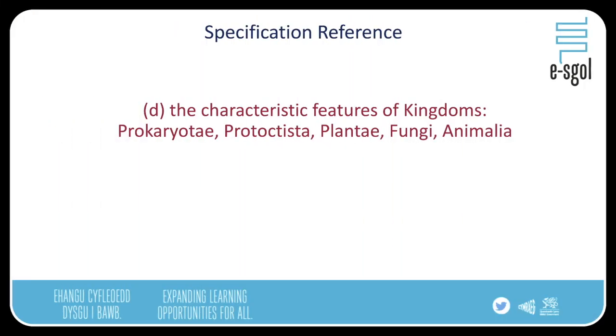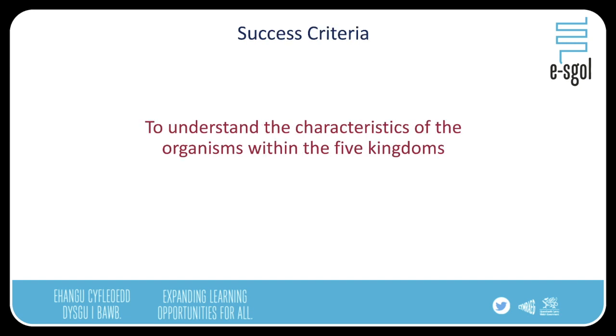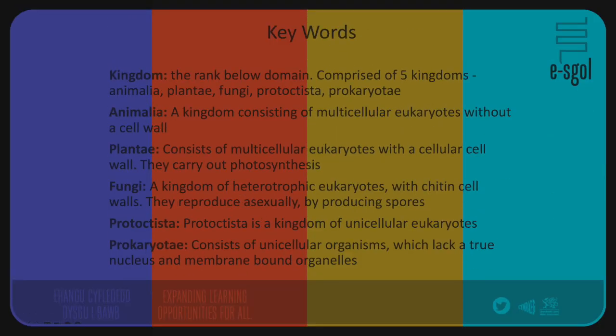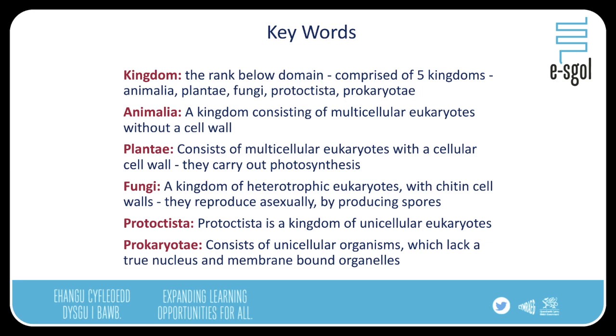The specification reference is Part D. The characteristic features of kingdoms. Prokaryote, Protoctista, Plantae, Fungi, and Animalia. Our success criteria. To understand the characteristics of the organisms within the 5 kingdoms. Let's take a look at the keywords for this session.